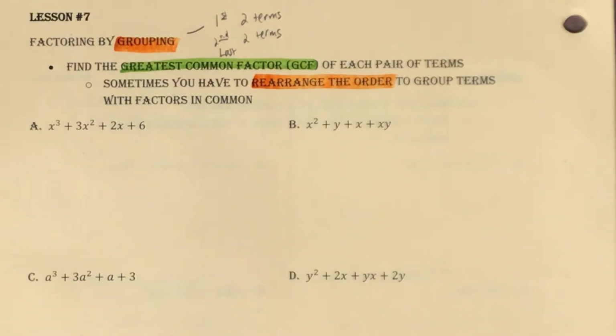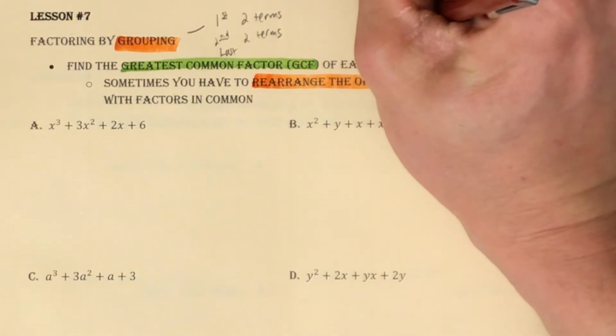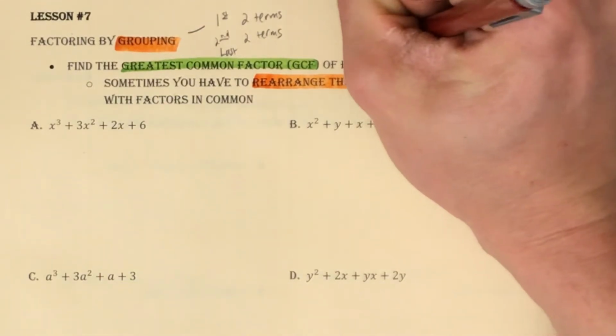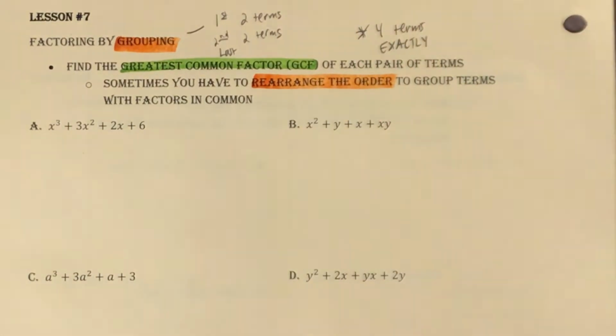So let's take a look at what this looks like in action. In example A, I have 4 terms, and in order for grouping to take place, you must have exactly 4 terms. You cannot have 5 terms, you cannot have 6, you cannot have 3. If you don't have 4 terms, then grouping is not a valid method for you. But if we have 4 terms, then grouping could potentially work for us.